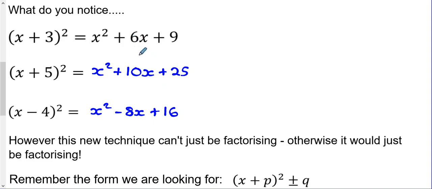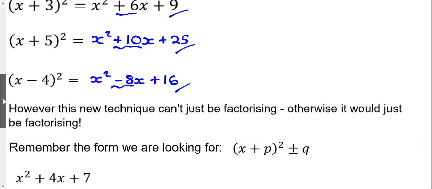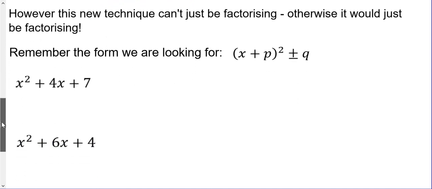So, what do we notice? First of all, with the coefficient of x, what do we notice there? Hopefully we notice that it's always double this number in the brackets. 2 times 3 is 6, 2 times 5 is 10, 2 times negative 4 is negative 8. And the number at the end is always this one squared: 3 squared, 5 squared, 4 squared. So if we had a square number there, then we'd be able to factorise into a single bracket. But completing the square is not about factorising, otherwise we'd just call it factorising.